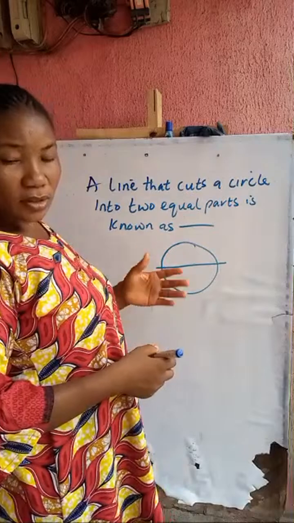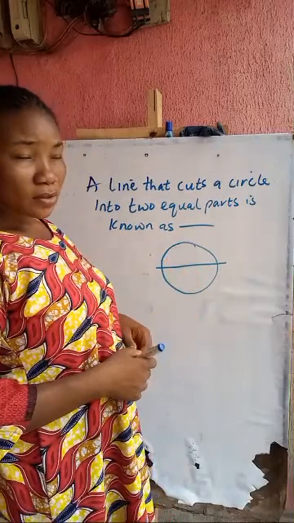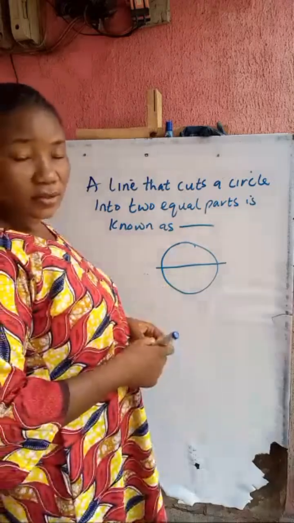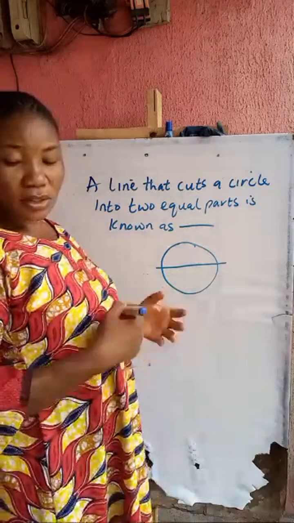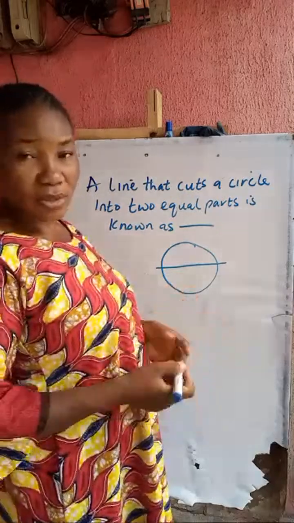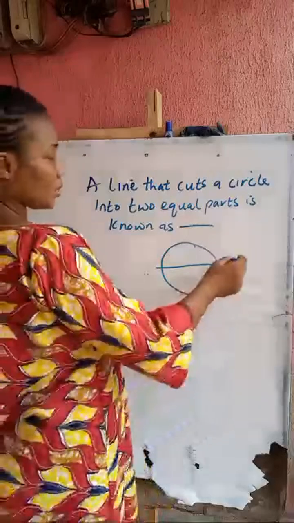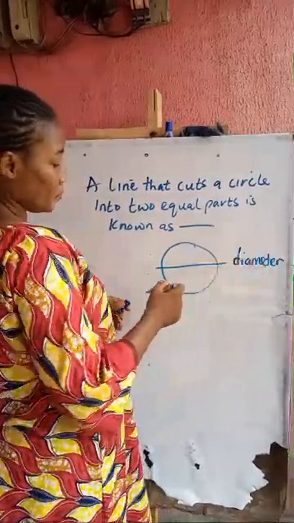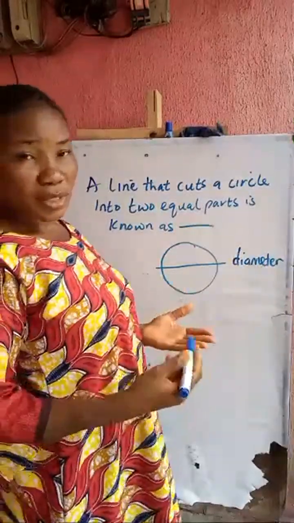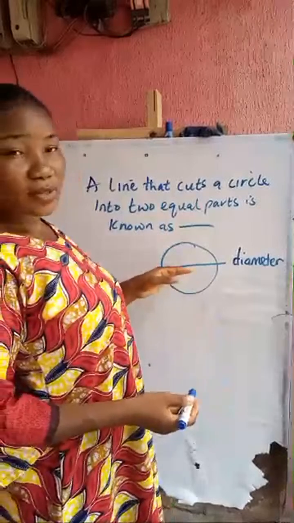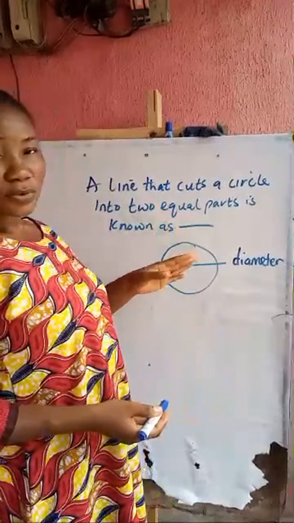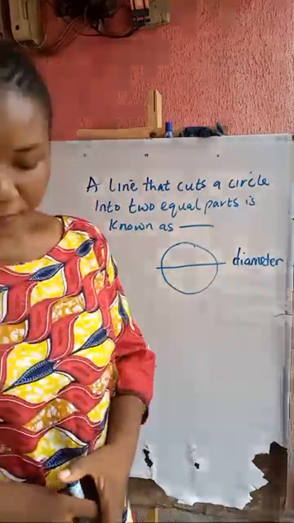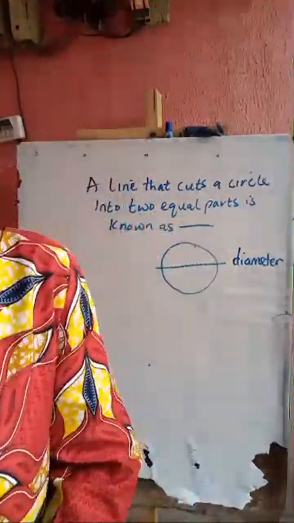Is it called a chord? Is it called a circumference? Is it called a radius? Or is it called a diameter or a segment? The answer is diameter. So whenever we see a line that cuts across the center of a circle, the correct option is diameter. All right, let's look at another question.